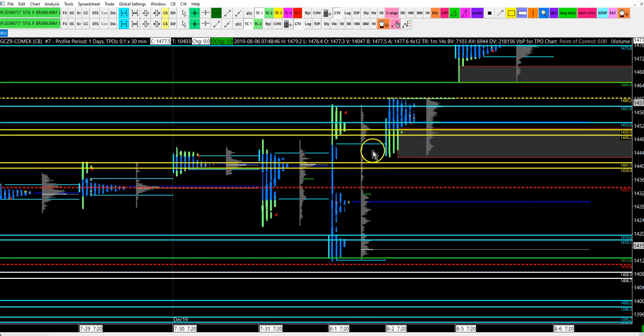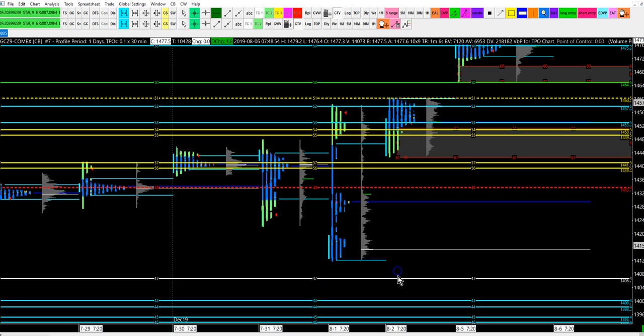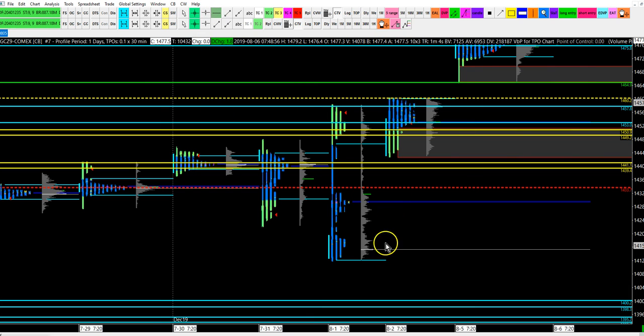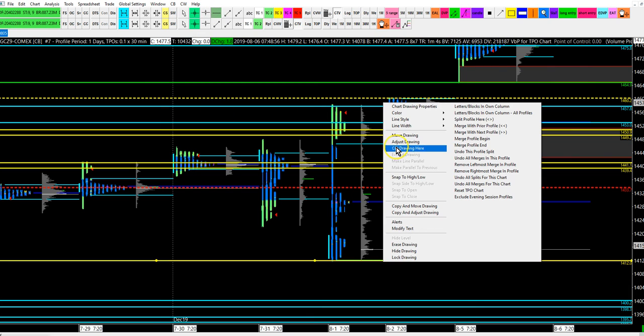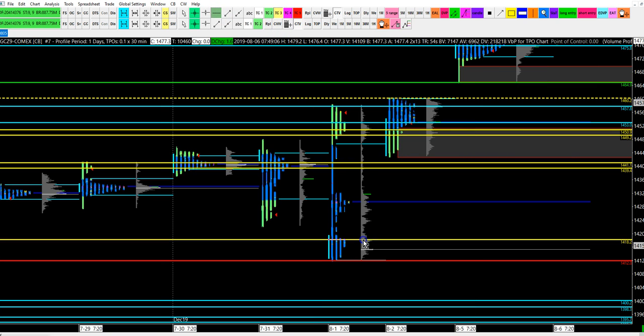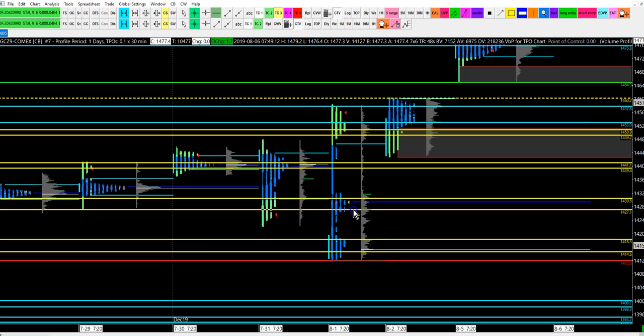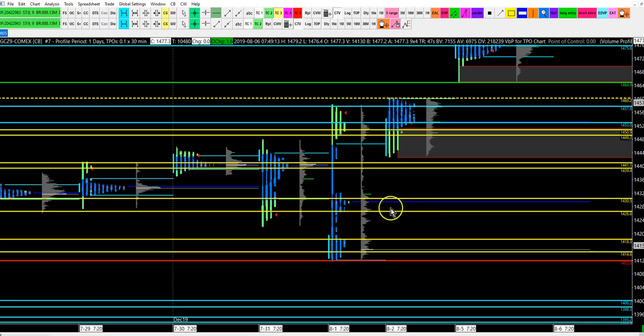If we do, let's see. Swing low. Go to that. Then this is pretty good down here. That was the volume point of control. This is the TPO point of control. I still expect a response out of this area.